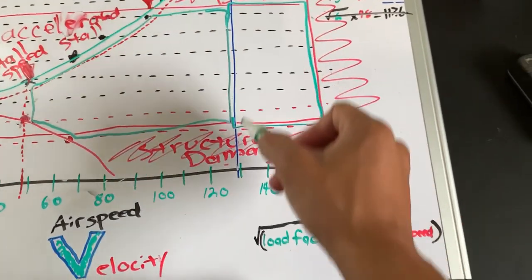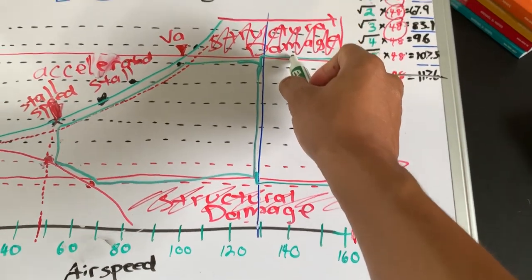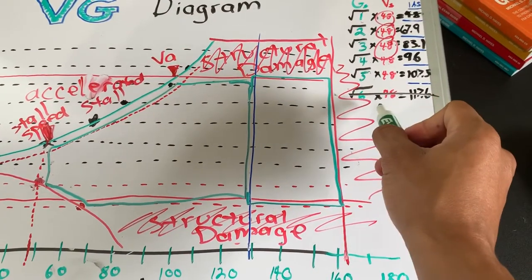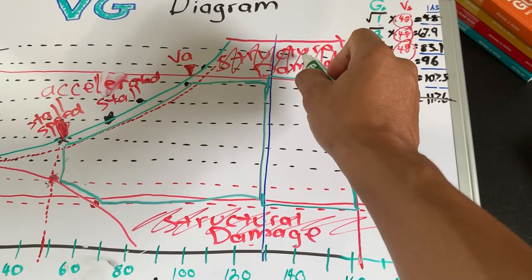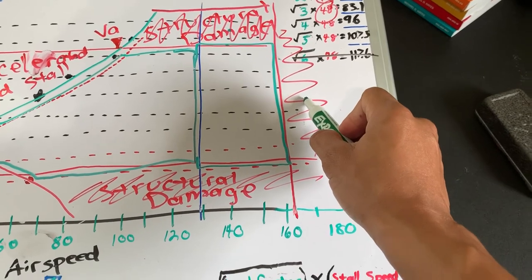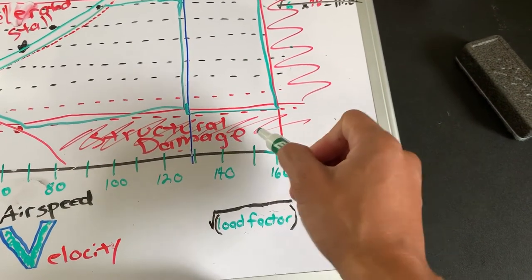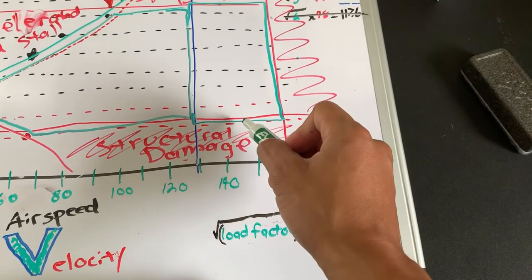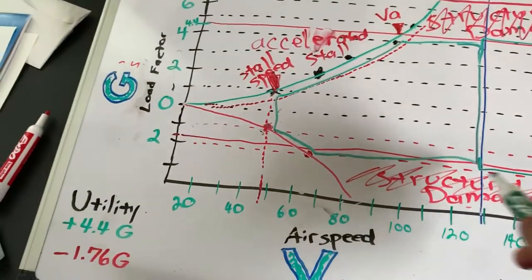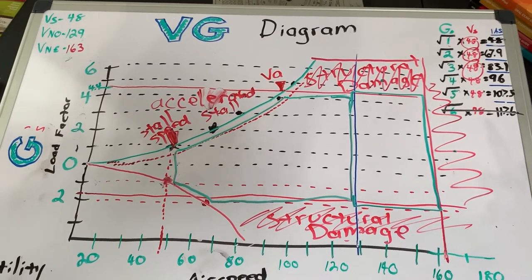So you can be flying at 140 knots up to 4.4 Gs, and you'll still be within that range. Now, if you're outside of that, if you're going up here to 5 Gs, then guess what? You can expect some structural damage. If you're going 164, you can expect some structural damage. If you're going 140 knots or 150 knots and you're doing more than negative 2 Gs, well, guess what? You can expect some structural damage. So that's literally the VG diagram in a nutshell.